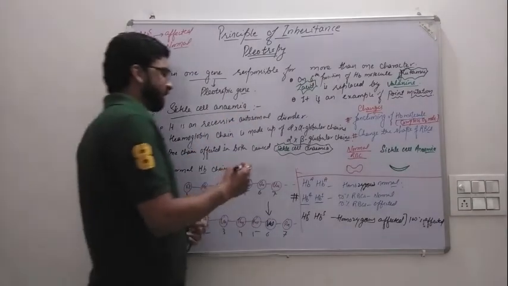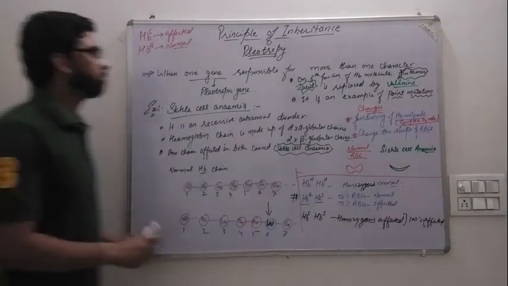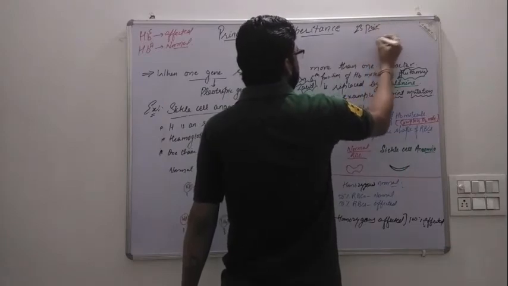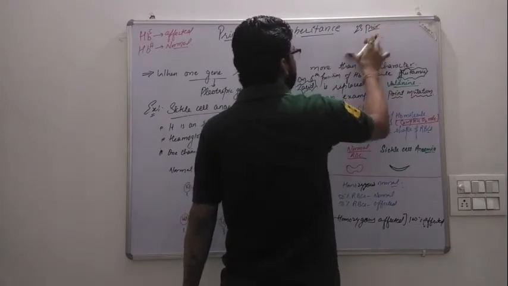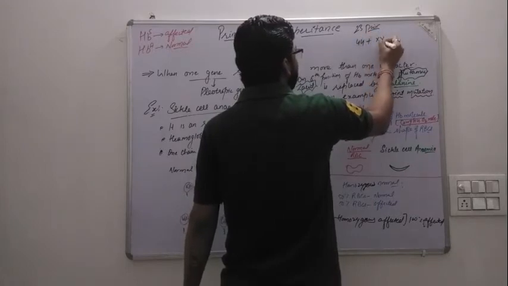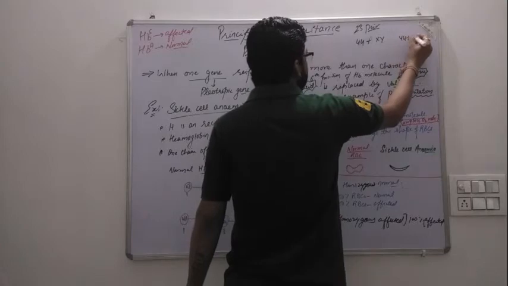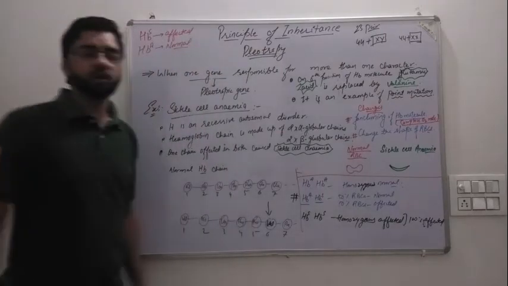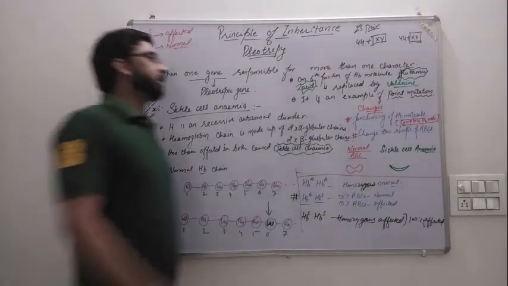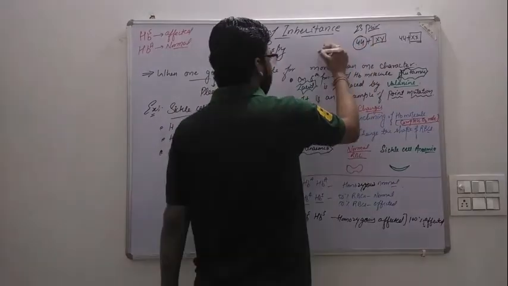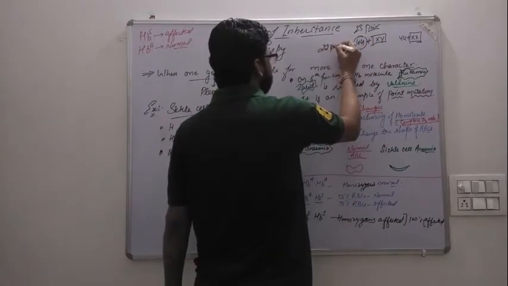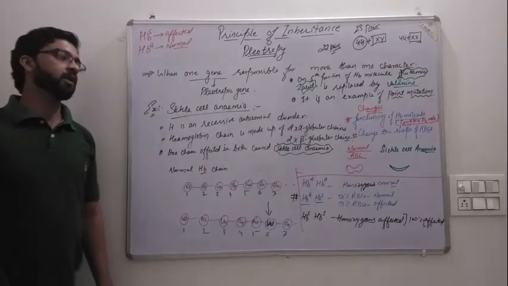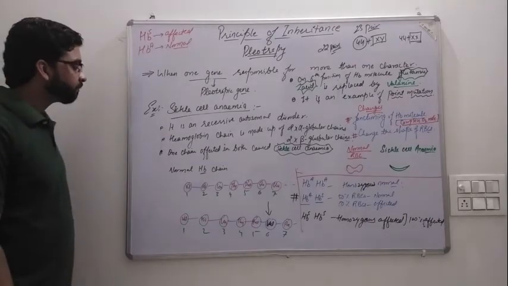Autosomal means we have chromosomes in 23 pairs: 22 pairs, that is 44 plus XY in males and 44 plus XX in females. The last pair of chromosomes is called the sex chromosomes, and the rest, the 44 chromosomes or first 22 pairs, are called autosomes. They are responsible for many characters in humans.